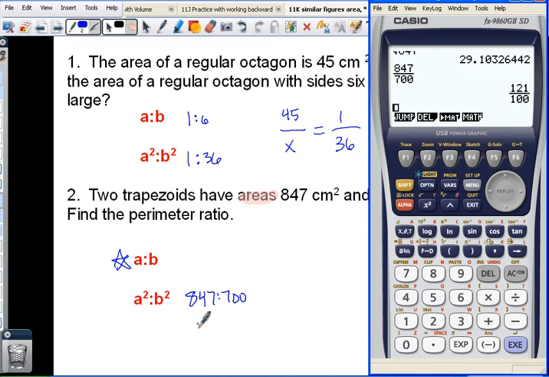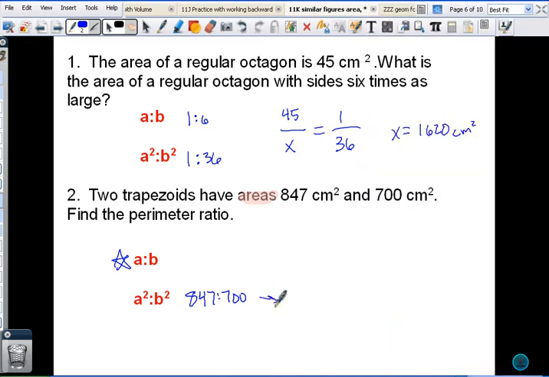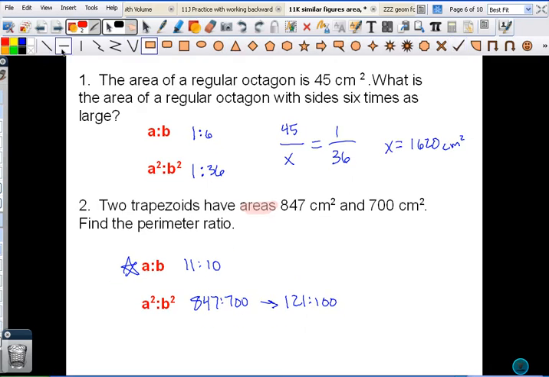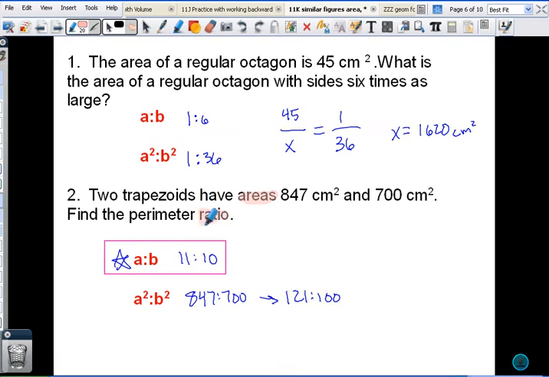And when I simplify that, I get 121 to 100. Well, those are two perfect squares that we probably recognize. This ratio is a fraction, and we can simplify it to 121 over 100. And then we can take the square root of both of those. The square root of 121 is 11, and the square root of 100 is 10. So the perimeter ratio is this. That's your answer here. It's just that simple. Your answer is 11 to 10. That's all you've got to do, because on this problem we were just finding the ratio.